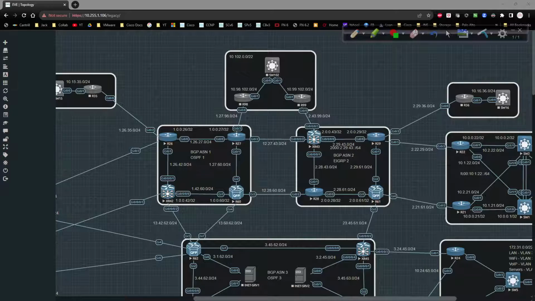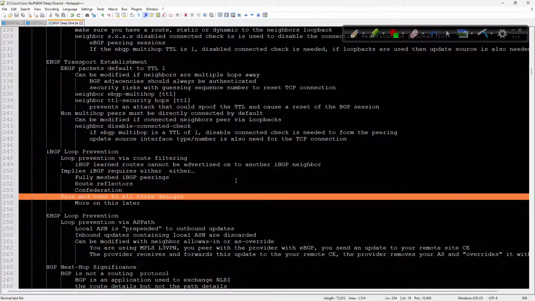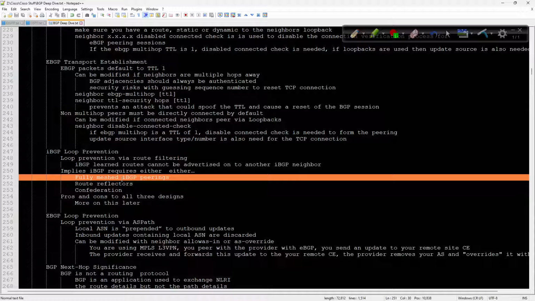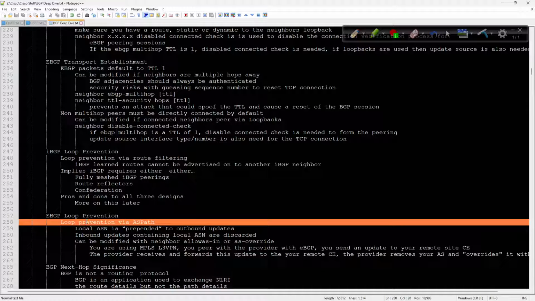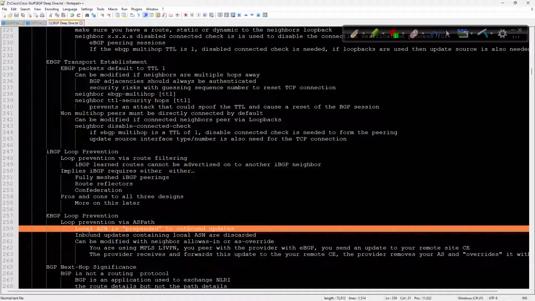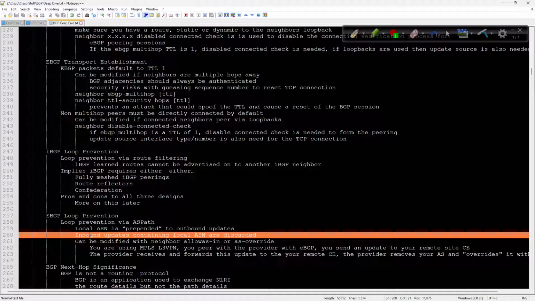Let's go back over here to our documentation. So when you do this, you can get around the loop prevention by doing a full mesh of iBGP peerings or route reflection, which we just covered. We're going to cover confederations in a different set of videos that'll come later on down the road. And then eBGP uses the AS path length to do that, and the local AS is prepended to outbound updates. So inbound updates containing the local ASN are discarded.